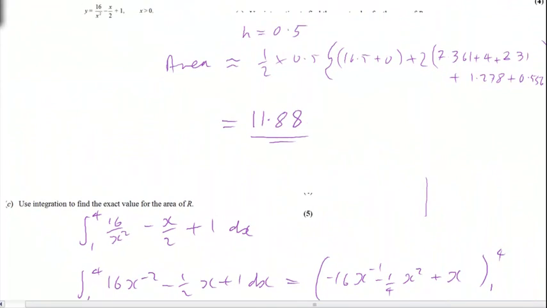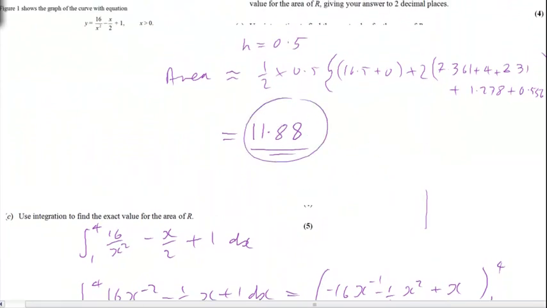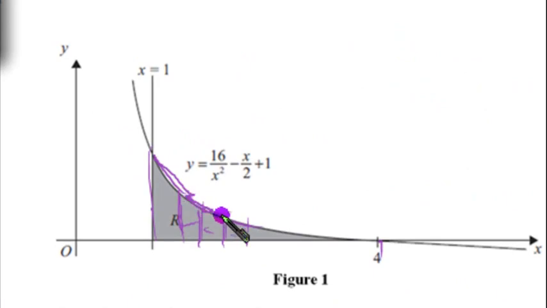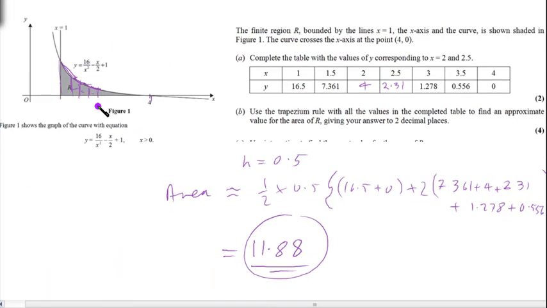Notice that this answer was bigger. You can see why it would be bigger, because if you turn this into trapeziums, we zoom into this, you can see that the line is just above the curve, and hence why this area will come out bigger than this area, which is the area under the curve.